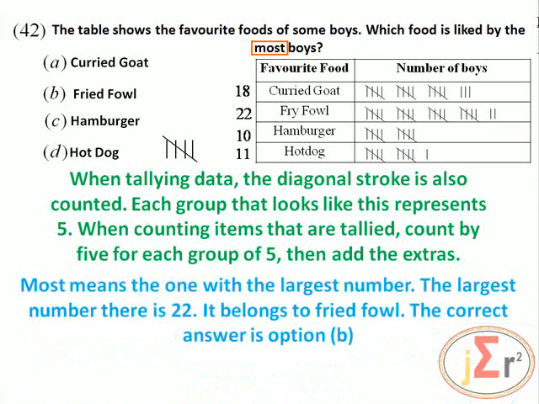So most means the one with the largest number. The largest number is 12. Right, I'm saying it's 12 and Jerry is saying it is 22. Right, and Jerry is correct and I was wrong. So the largest number is represented by those who liked fried fowl. So the number is 22. It belongs to fried fowl. The correct answer is Option B.